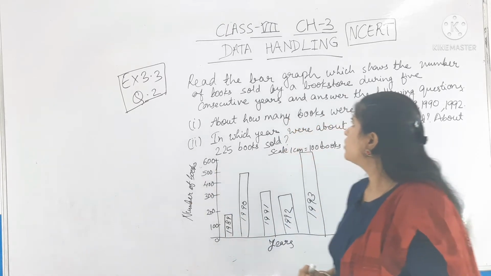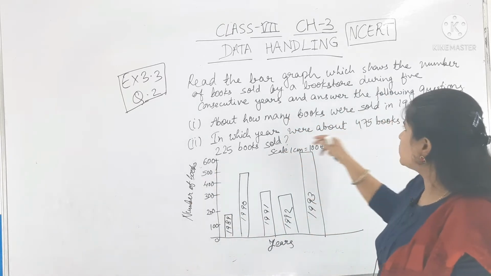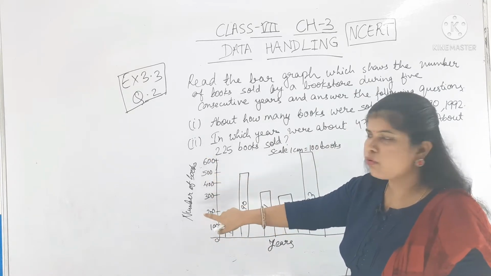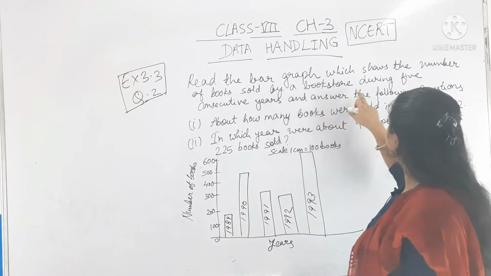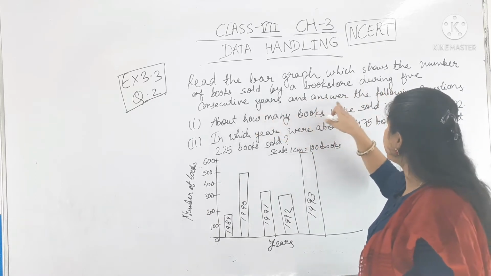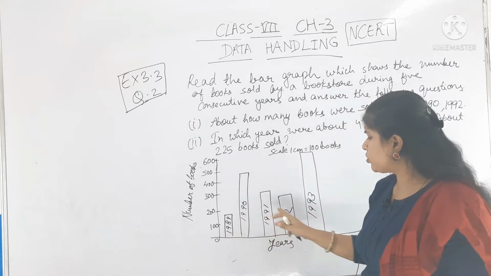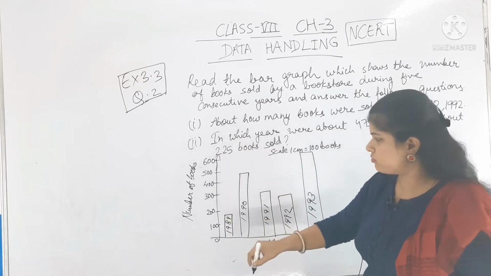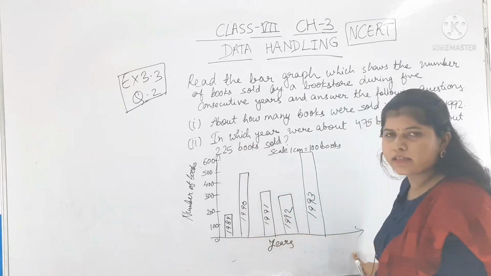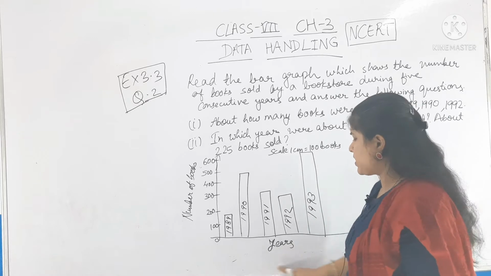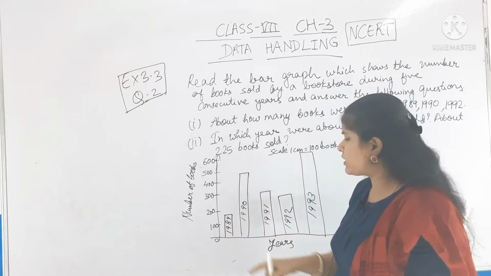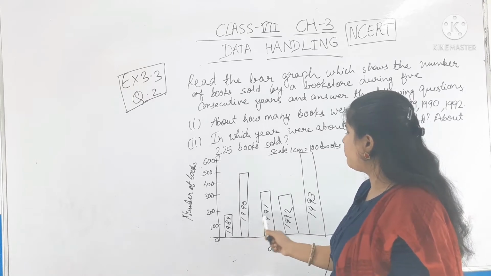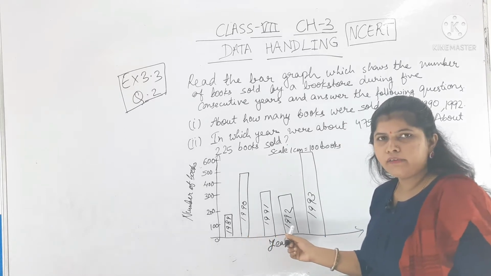Question number 2 here. We have to read the bar graph which shows the number of books sold. Okay, this is the quantity of number of books, by a bookstore during 5 consecutive years, and answer the following questions. The 5 consecutive years are on the y-axis and the number of books on the x-axis. Sorry, this horizontal is the x-axis and this vertical is the y-axis. Okay, so these are given for consecutive 5 years.